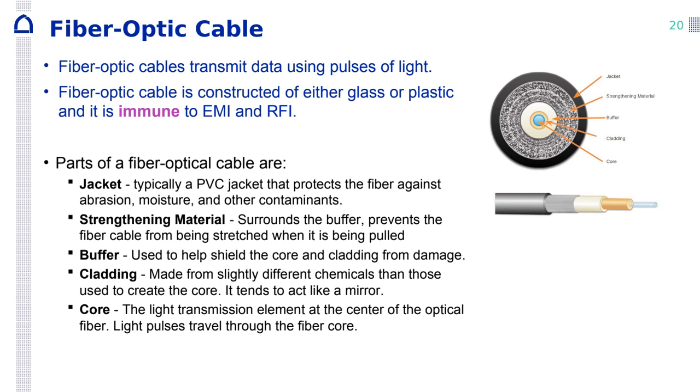Parts of fiber optic cables are the jacket, the outside. See this one is the jacket. Then strengthening material, which is put there to strengthen it because in the middle there is glass. It's glass. Okay. Buffer is used to help shield the core and cladding from damage.